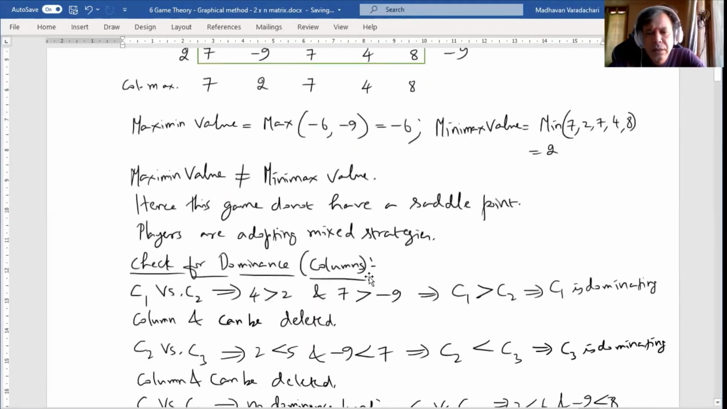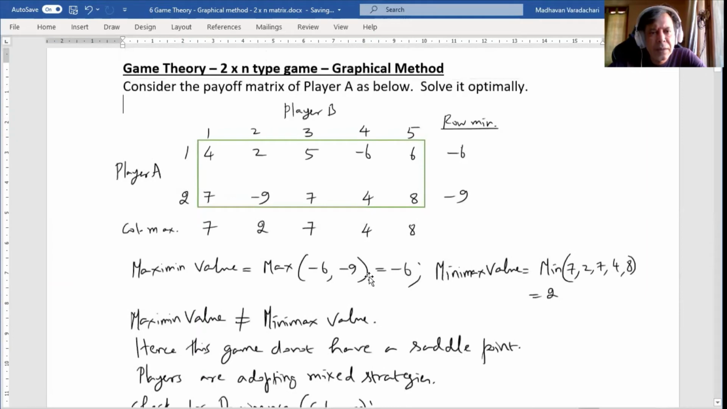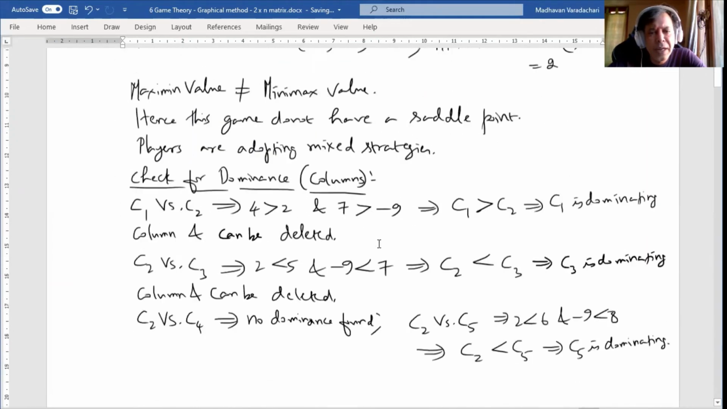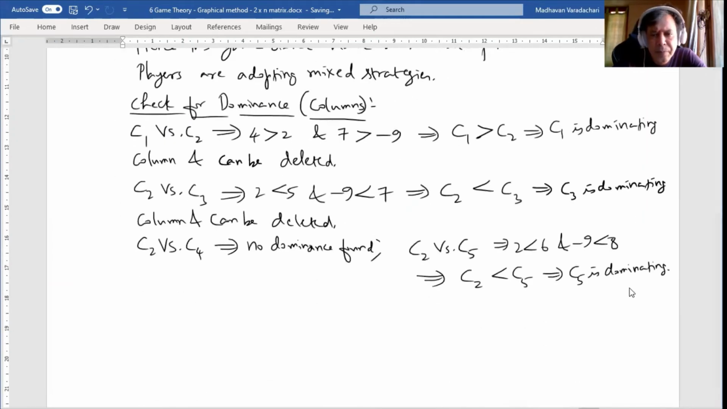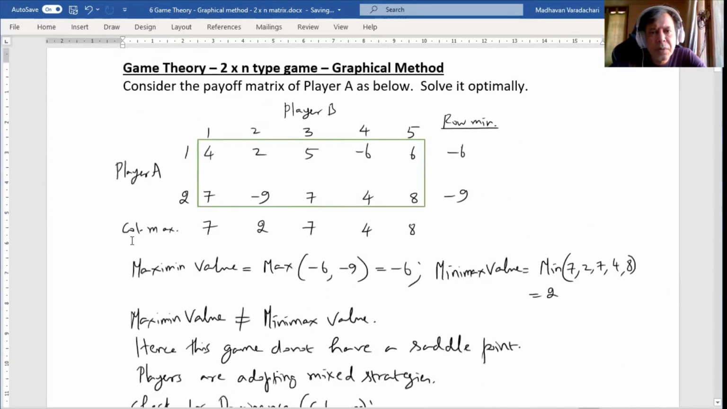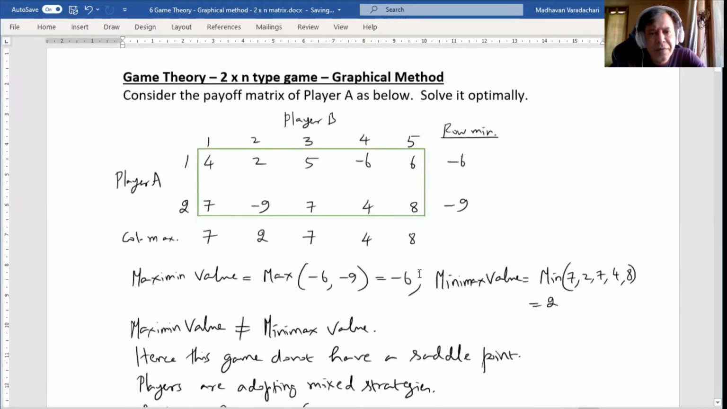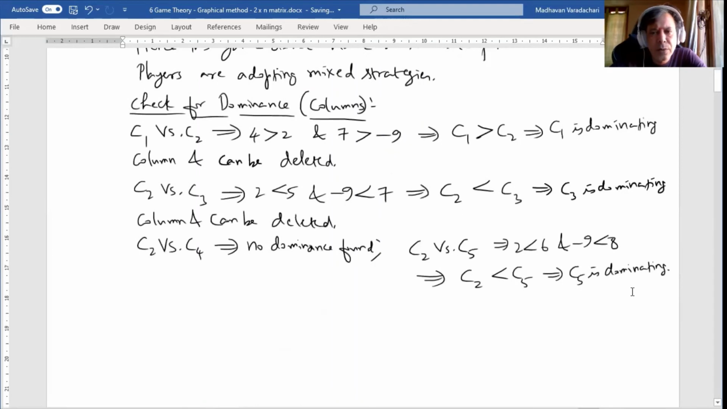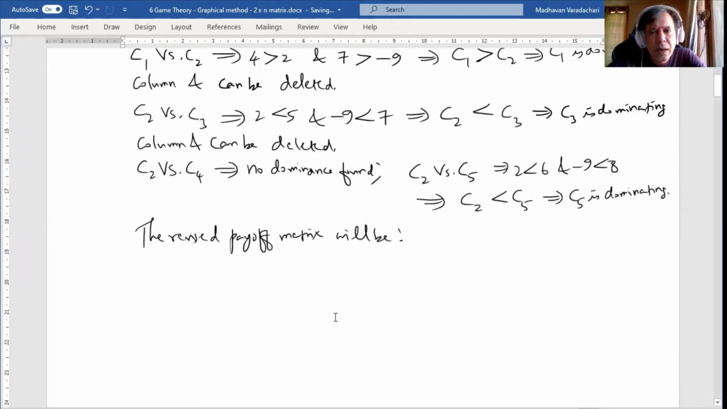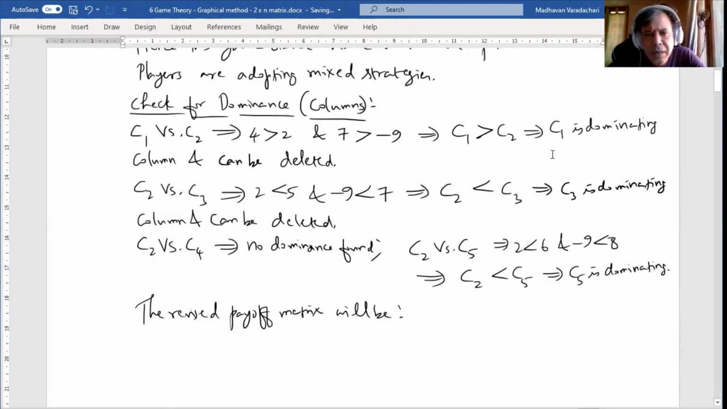So straight away 3 columns are getting eliminated. So it becomes a 2 by 2. You need not solve it graphically in this case, even though the title talks about the graphical method. Actually, we need not do it graphically. So the revised payoff matrix will have all these 3 columns eliminated.